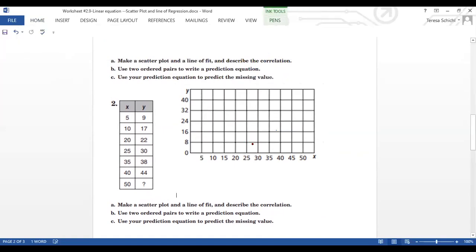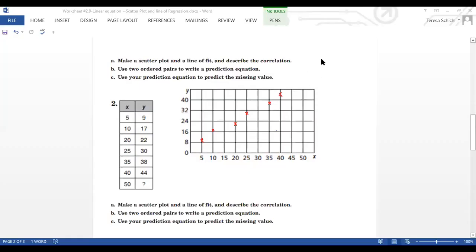Okay, so for 5, I got a 9, so the point is somewhere here. 10, I got a 17, so it's something here, right? 20, I got a 22, so probably something here. 25, I got a 30, so it's here. Then 35, I have 38, so probably something here. And 40, I got a 44 here.